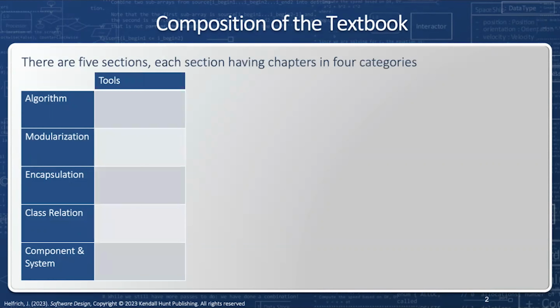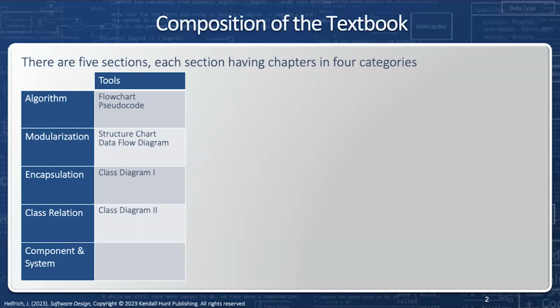The first category is tools, and that is how to represent design ideas. So at the algorithm level, this includes flowcharts and pseudocode. At the modularization level, this refers to structure charts and data flow diagrams. At the encapsulation level, we talk about class diagrams only as they relate to individual classes. In the class relation section, we talk about class diagrams too, and that refers to composition, inheritance, association, and all the different ways the classes can relate to each other.